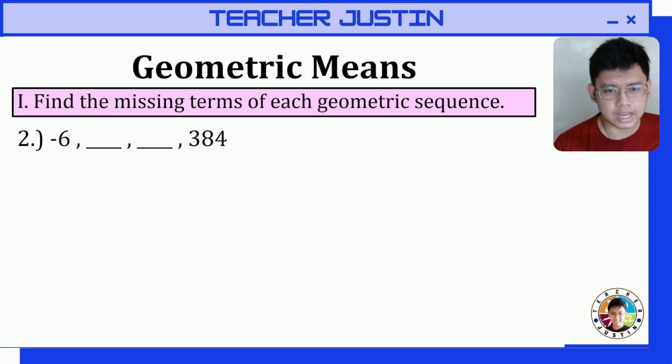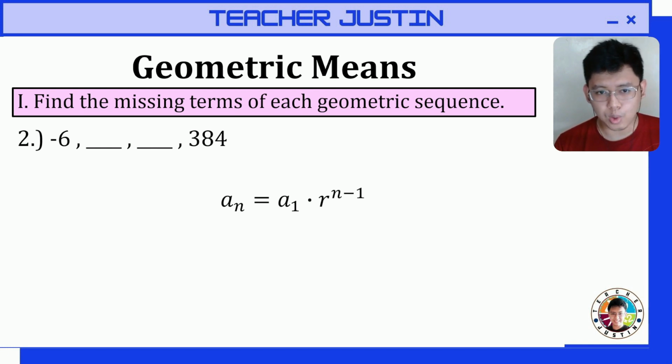So, let's find the missing terms of this geometric sequence. So, we have here negative 6, blank, blank, 384. So, para ma-complete natin tong geometric sequence na to, we're going to solve for our common ratio. Now, to solve for our common ratio, ang gagamitin nating formula is a sub n is equal to a sub 1 times r raised to n minus 1.